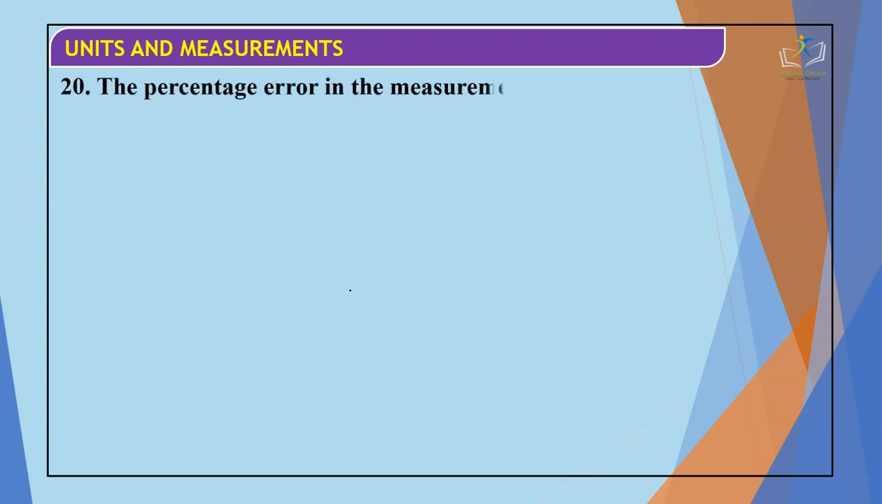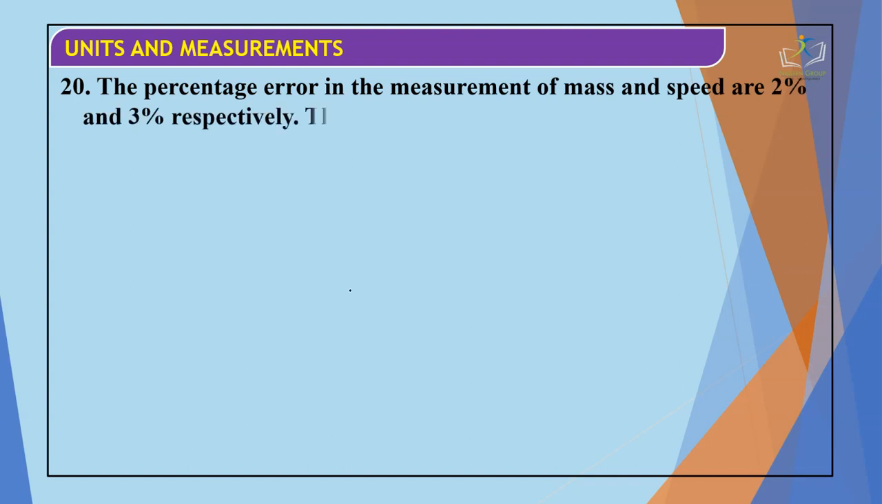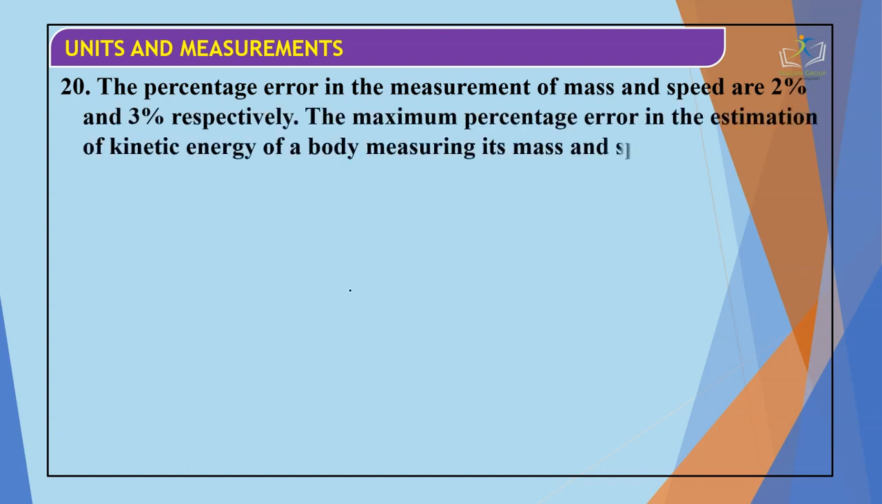Next, for question number 20, the percentage errors in the measurement of mass and speed are 2% and 3% respectively. The maximum percentage error in the estimation of kinetic energy of a body by measuring its mass and speed will be: 11%, 8%, 5%, 1%.